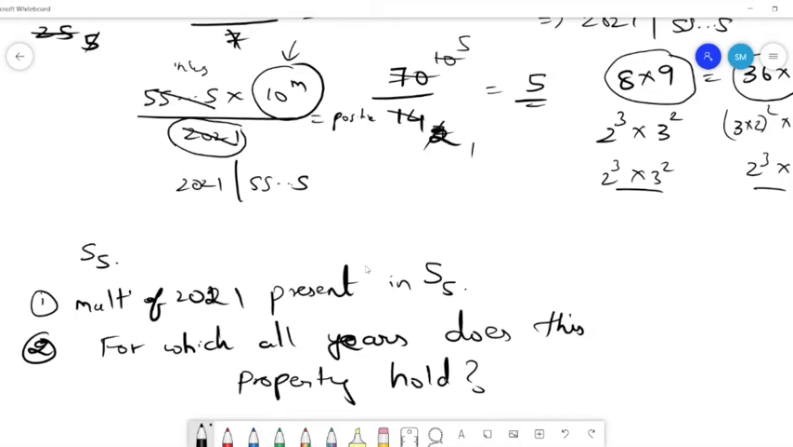If a year has some factor of 5 or 2, then can we say that its multiple will never occur in S5? We cannot say that. Exactly, we cannot say. Can you give an example of a year which has either 2 or 5 as a factor, but which has its multiple in S5?